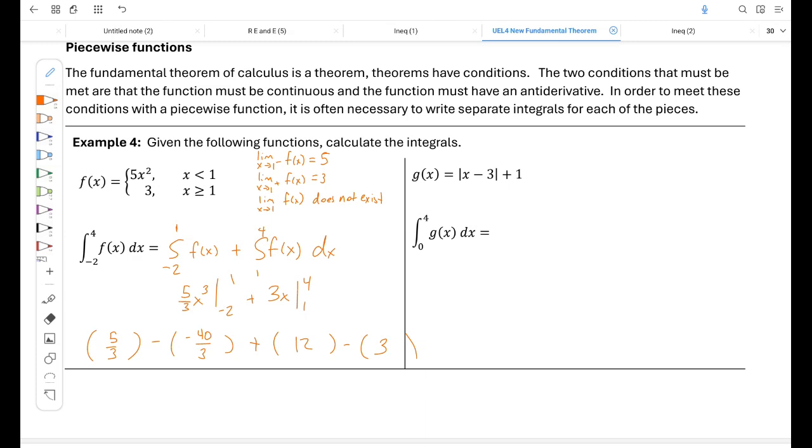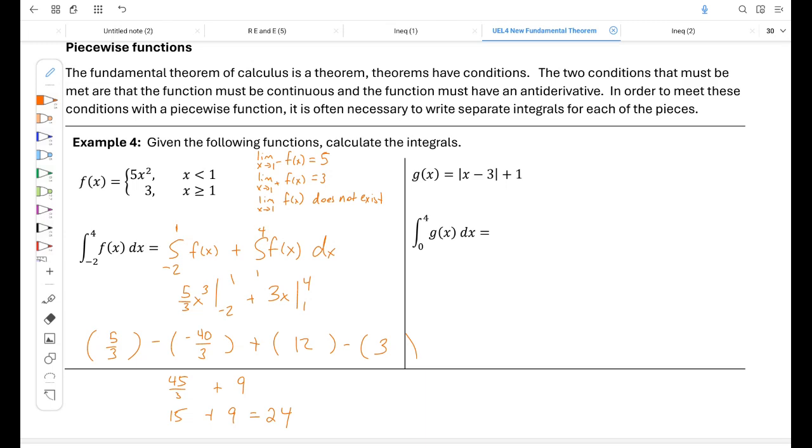So we've got 2 separate fundamental theorem problems. But we end up with 5/3 plus 40/3 on the left part of it. That's going to give us 45/3, which is 15. And then we've got to add that to 12 minus 3, which is 9 last time I checked. And by 26, you mean correct, because we're adding 9, not 11. Okay.